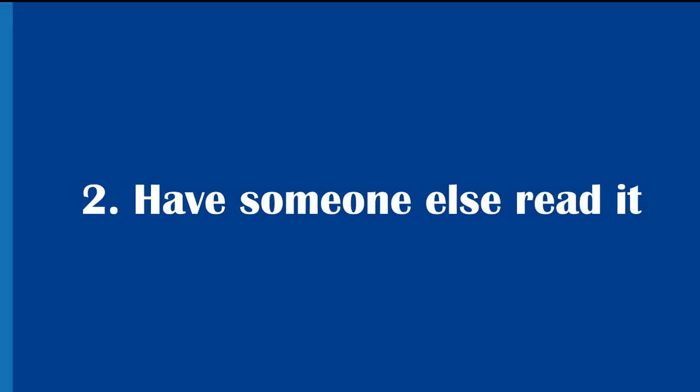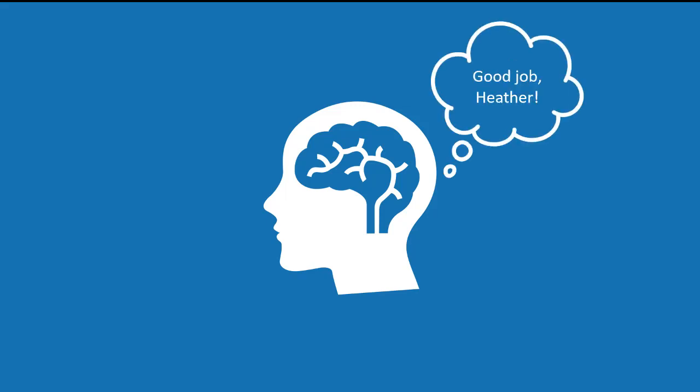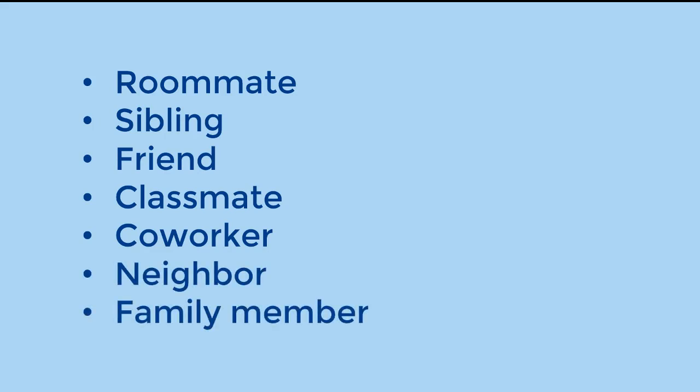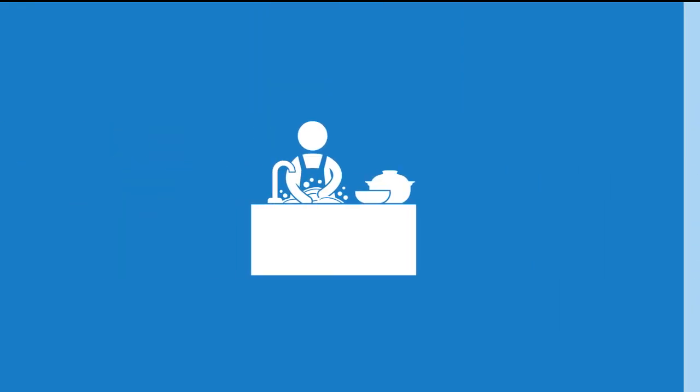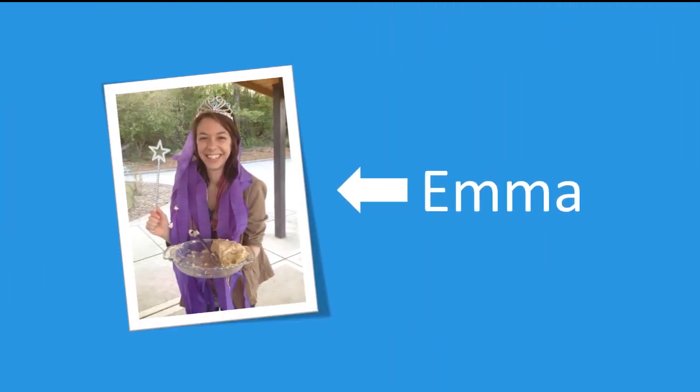Number two is have someone else read it. This is my favorite tip because remember when I told you your brain kind of automatically fixes things for you when you read? Mine is amazing at convincing me I make sense, when in reality, a lot of times I do not. So ask for help. A roommate, a sibling, a friend, a classmate. If you feel weird about asking for help, offer to read something of theirs, or wash their dishes or something. Fun fact, I had Emma proofread the script.